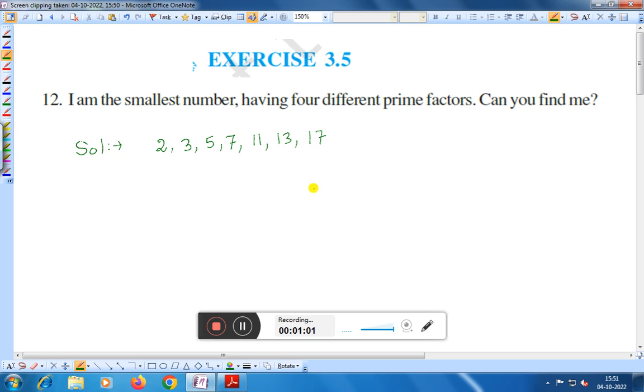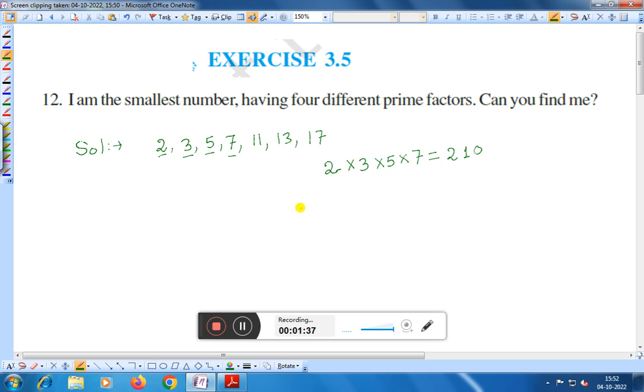If we multiply 4 prime factors, that is 2 into 3 into 5 into 7, what are we getting? 2 times 3 is 6, 5 times 6 is 30, 30 times 7 is 210. Right? 2 times 3 is 6, 5 times 6 is 30, 30 times 7 is 210.